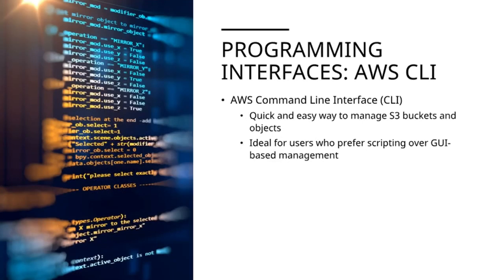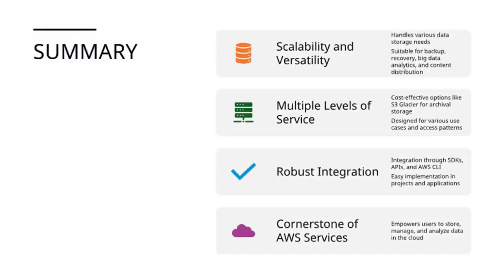The AWS CLI provides a fast and simple method for managing S3 buckets and objects, perfect for those who prefer scripting over graphical interfaces. Amazon S3 is a scalable, secure, and versatile storage solution. It handles various data storage needs, offers multiple levels of service, and integrates robustly through SDKs, APIs, and AWS CLI. S3 empowers users to store, manage, and analyze data in the cloud.